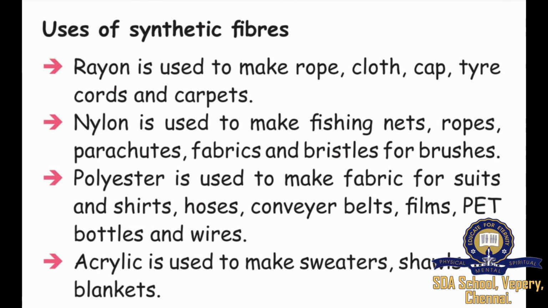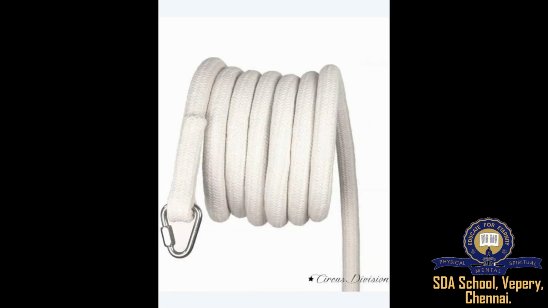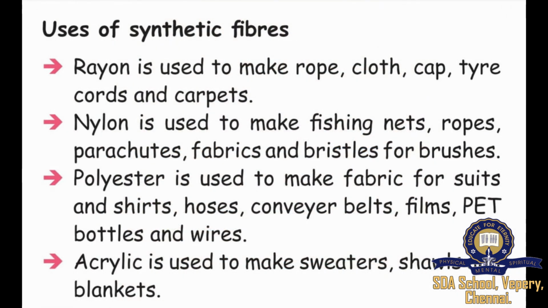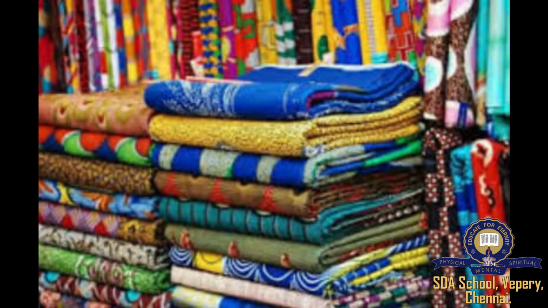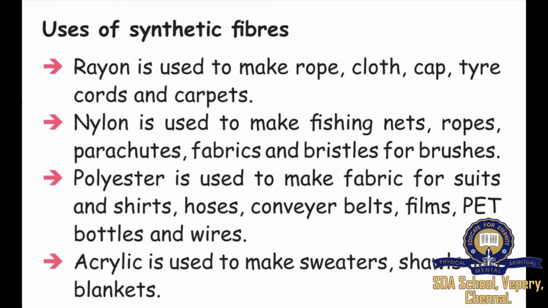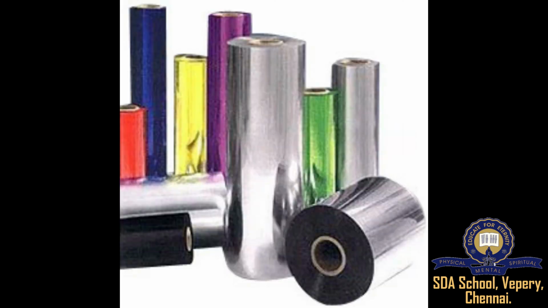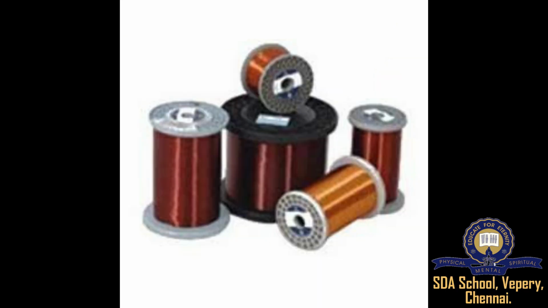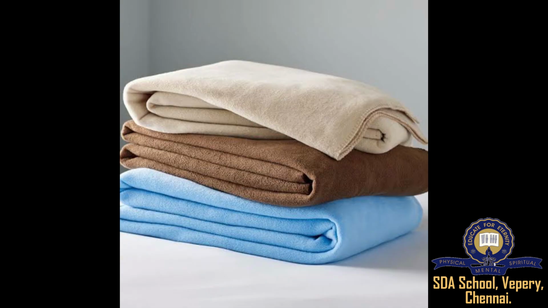Uses of synthetic fibers. Rayon is used to make rope, cap, tire, cords and carpets. Nylon is used to make fishing nets, ropes, parachutes, fabrics and bristles for brushes. Polyester is used to make fabrics for coat and shirts, conveyor belts, films, PET bottles and wires. Acrylic is used to make sweaters, shawls and blankets.